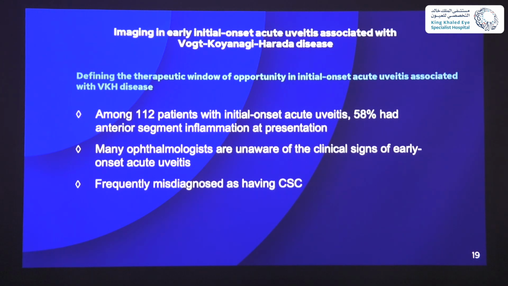Unfortunately, among these 112 patients that were included in this study, about 60% had anterior segment inflammation presentation because they are coming late. The reason for that is that many ophthalmologists are not aware of the clinical signs of early onset acute uveitis, and they frequently misdiagnose it as central serous chorioretinopathy. So the major challenge here is to educate ophthalmologists how to diagnose this disease early.